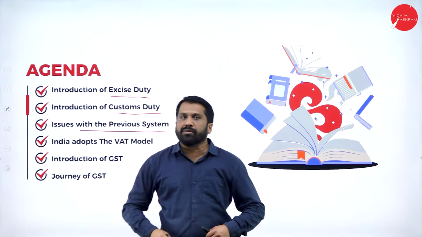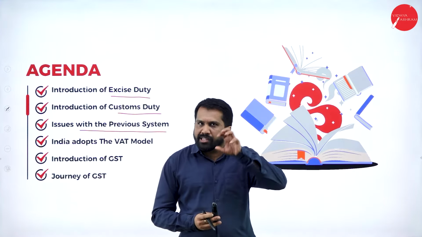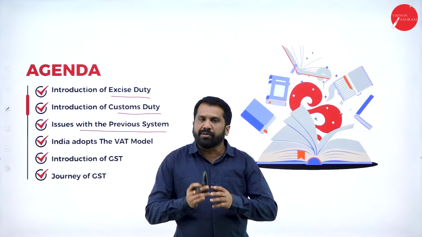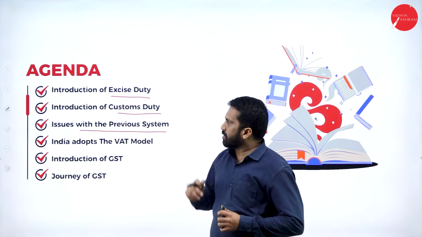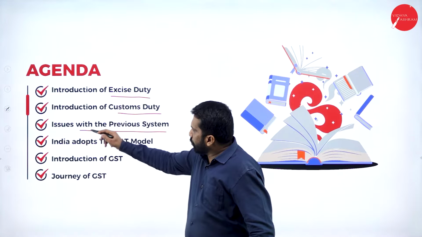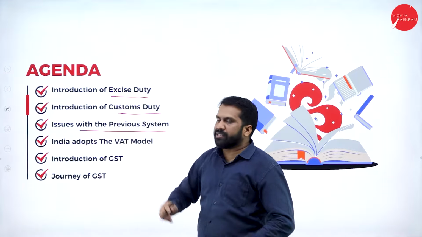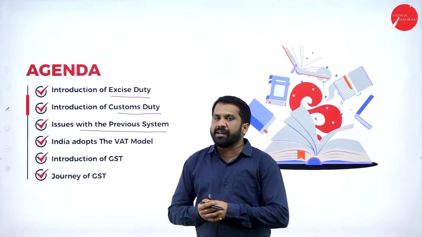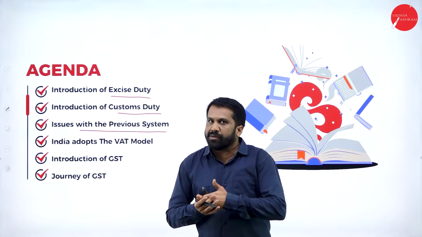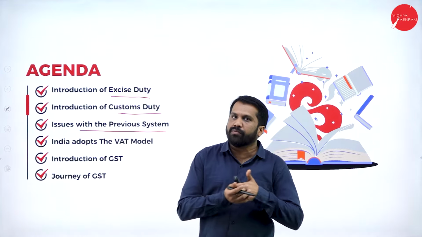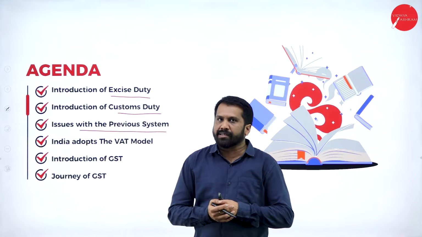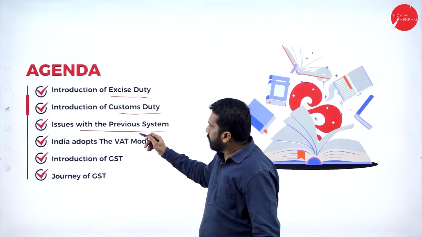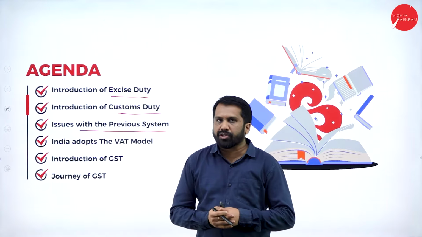As I told you, from 2017, all the small taxes were clubbed into one comprehensive tax, that is called GST. So, issues with the previous system. What were the issues? Why did they make it GST? Why not continue with sales tax, excise duty, VAT? Why have they replaced them? The reason must be there. Yes, those reasons we will learn in this particular segment.